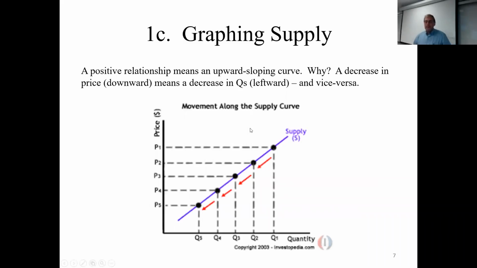So a quick note on graphing supply. Again, I don't want you to become experts on graphing. That's not the point. But the idea, what do we have here? We've got a positive relationship. That left and down red arrow that you see on the screen, that's an indication that every time there's a drop in price, there's also a drop in quantity supplied. Likewise, a movement up on the curve is going to be associated with a movement to the right on the curve, showing that there's a positive relationship between price and quantity supplied.